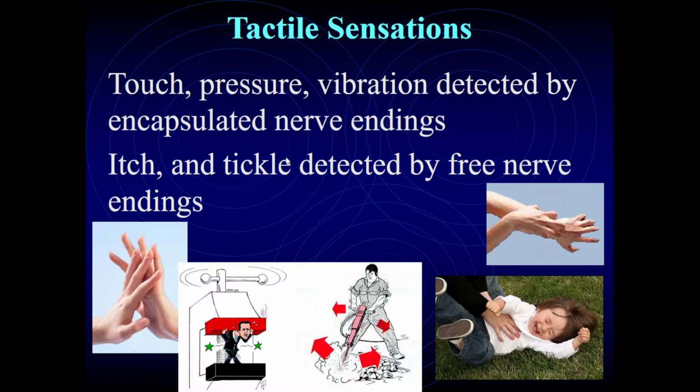Let us talk about tactile sensations. There are touch, pressure, vibration, itch, and tickle. Touch, pressure, and vibration are detected by encapsulated nerve endings. Itch and tickle are detected by free nerve endings.